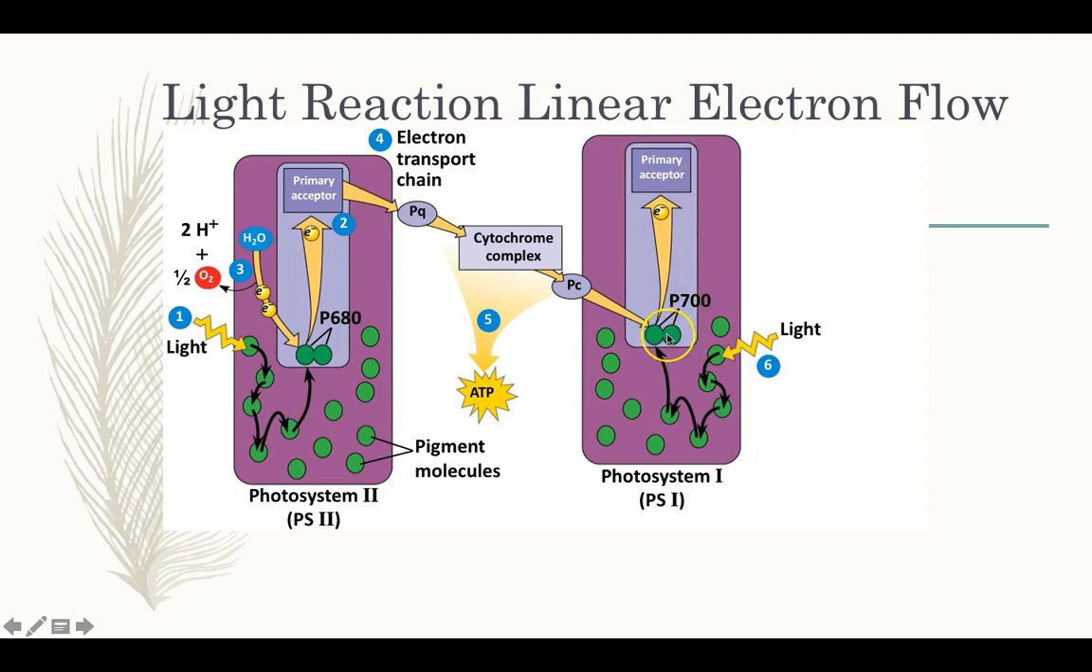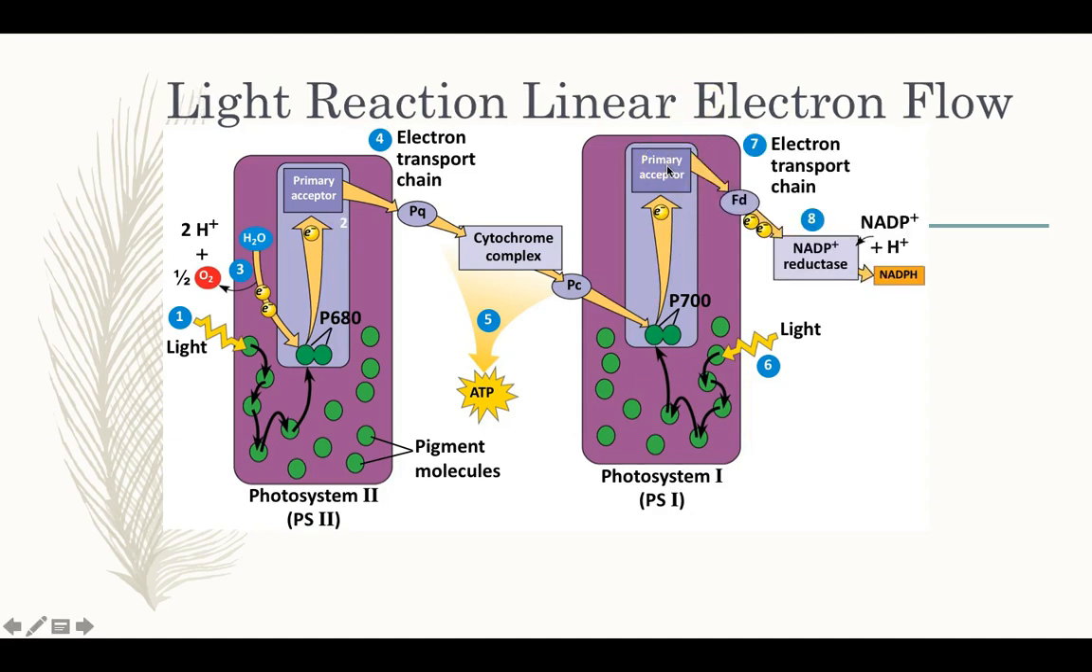Well, what happens to P700? It becomes P700 plus. It's positively charged now. And you have a negatively charged electron here and a positively charged oxidizer here. So what's going to happen? This electron is going to be passed from the primary acceptor in photosystem 2 to the chlorophyll in photosystem 1. When that happens, P700 plus becomes P700 again. It becomes reduced. The electron that was in the primary electron acceptor in photosystem 1 is then passed to ferredoxin.